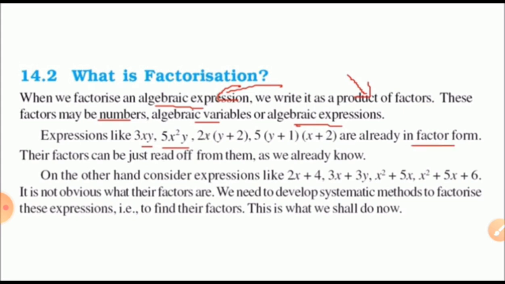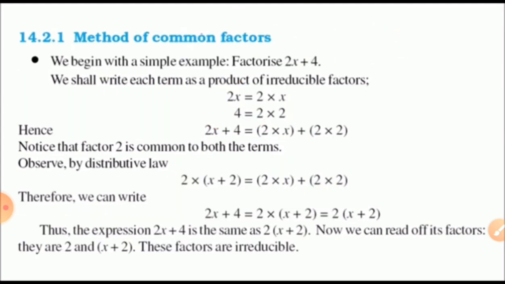Expressions like 3xy, 5x square y, 2x, y plus 2, 5, y plus 1, x plus 2 are already in factor form; their factors can be just read off from them as we already know. On the other hand, consider expressions like 2x plus 4, 3x plus 3y, x square plus 5x, x square plus 5x plus 6. Here x square is given, no problem. 3 terms are there: binomial, trinomial. Is it? Yes. Method of common factors.